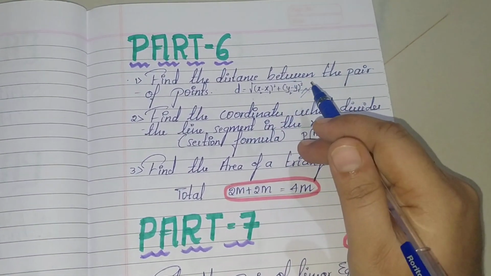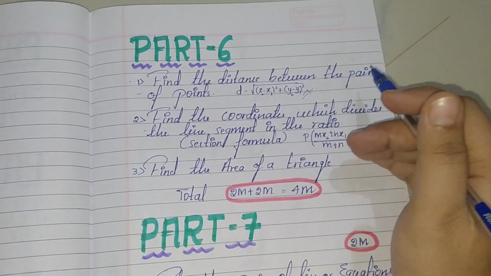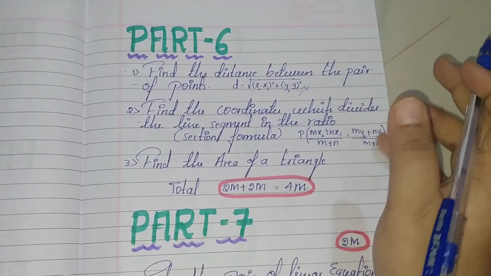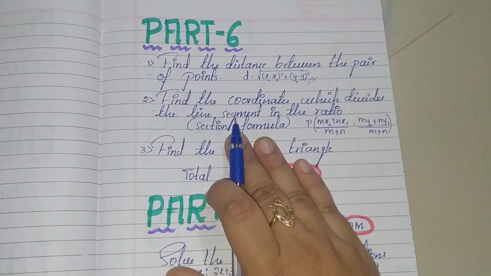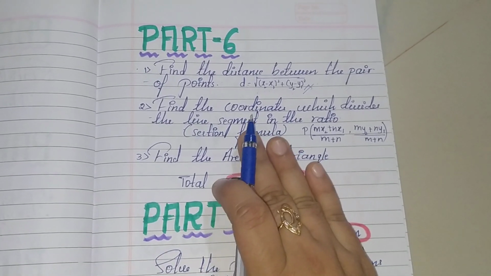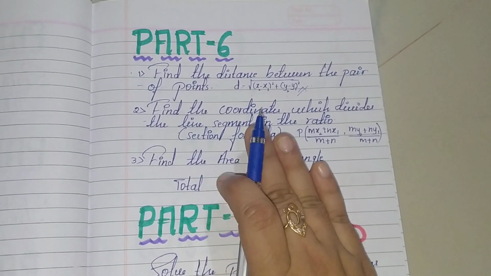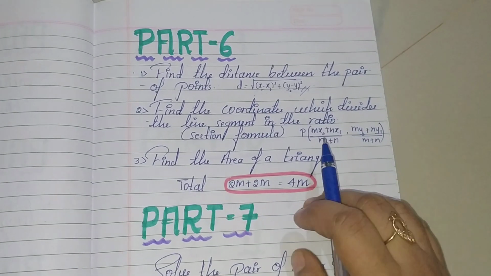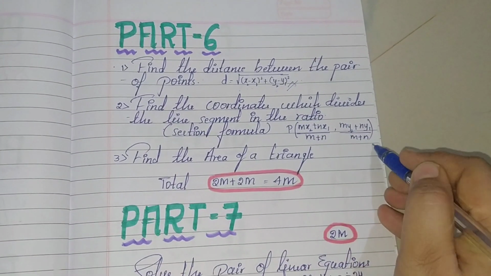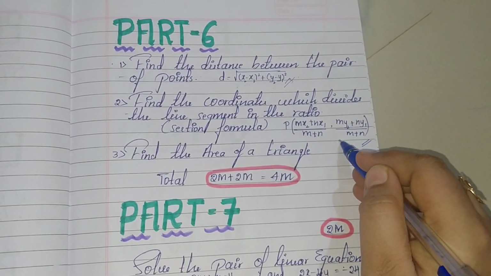Next thing is: find the coordinates which divide the line segment in the ratio. This is nothing but the section formula. The values m and n they will give. You have to practice how to solve problems by using the section formula, which I have given over here, you can see.